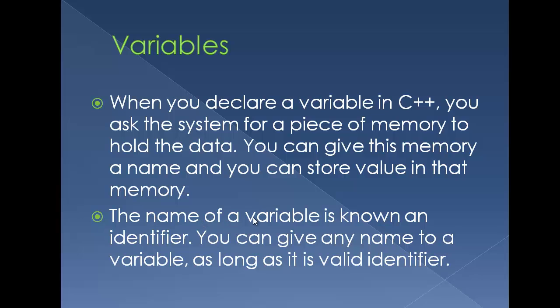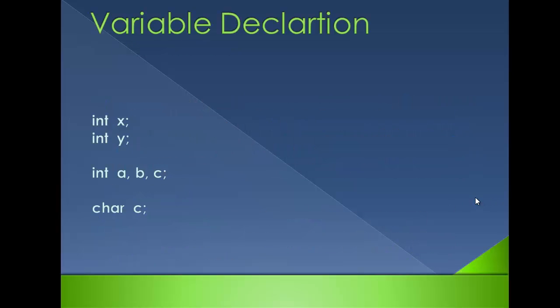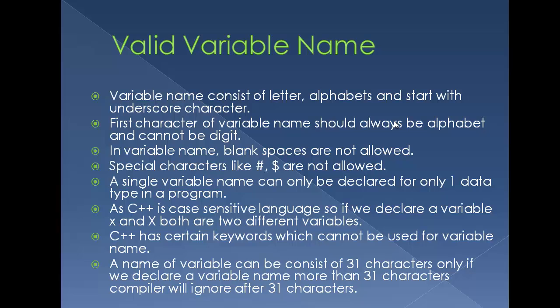The name of a variable is known as an identifier. You can give any name to a variable, as long as it is a valid identifier. So here are some examples: int x, int y, int a, b, c, char c. These are variables.